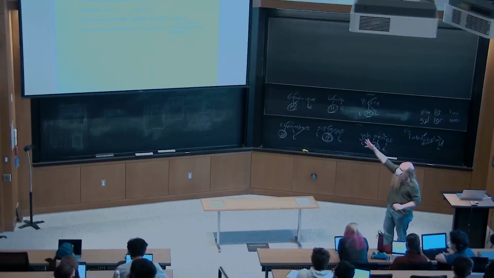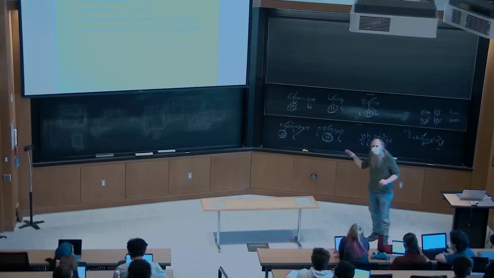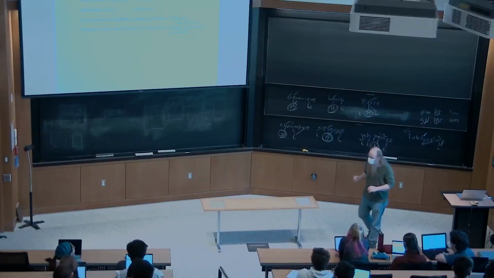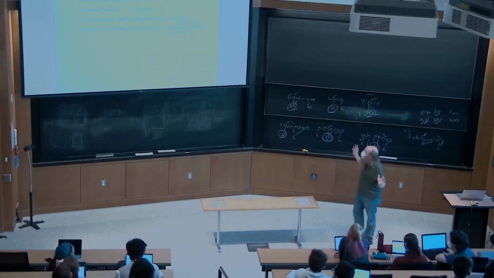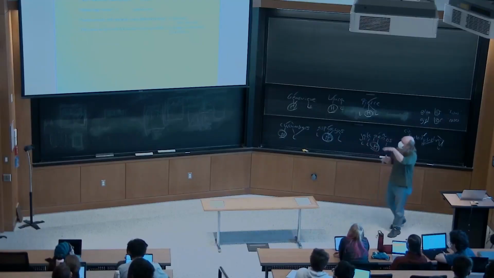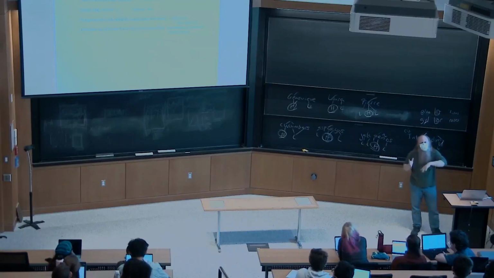If we describe Kashmiri stress this way in terms of ranked constraints, the constraints themselves can all be pretty simple. They can be things like stress your long vowels. That's a pretty natural thing to do. Or avoid final stress. Or put your stress as far to the left in the word as possible. And all of the action is figuring out what order these constraints are in, which are the most important ones and which are less important.